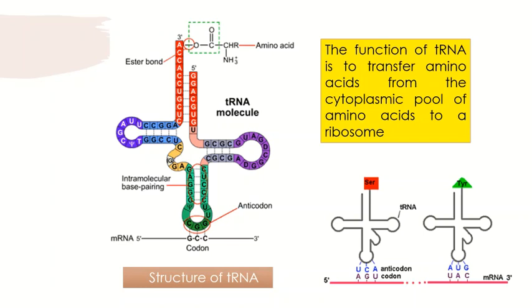The anticodon that complements the GCC codon is CGG. Here you read the mRNA codon from 5' to 3', but the anticodon is read from 3' to 5', which here is CGG.